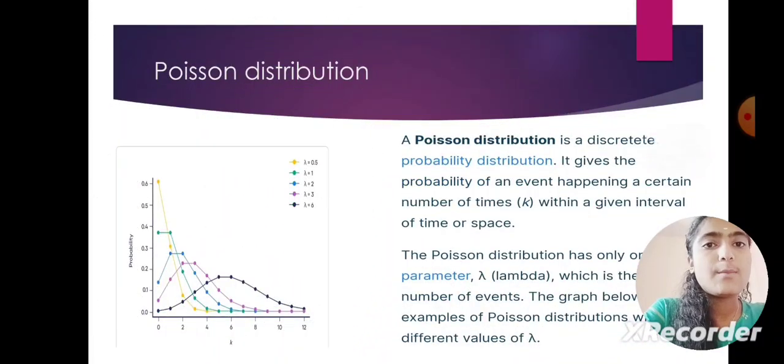Poisson distribution. A Poisson distribution is a discrete probability distribution. It gives the probability of an event happening a certain number of times, k, within a given interval of time or space. We can see the image here. The Poisson distribution has one and only one parameter, lambda, which is the expected number of events. The graph below is an example of the Poisson distribution for different values of lambda.